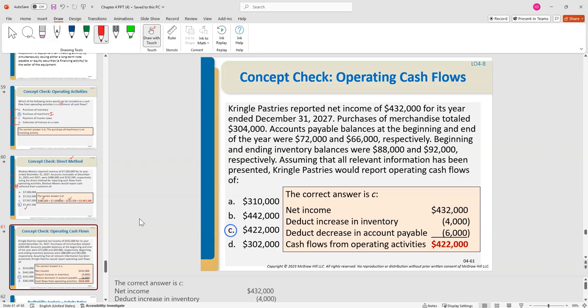The indirect method, you can read through this, but you start with your net income. You look at the changes essentially to your operating assets and your operating liabilities, as well as those non-cash items. And then that will get you to your cash flows from operating activities, okay?